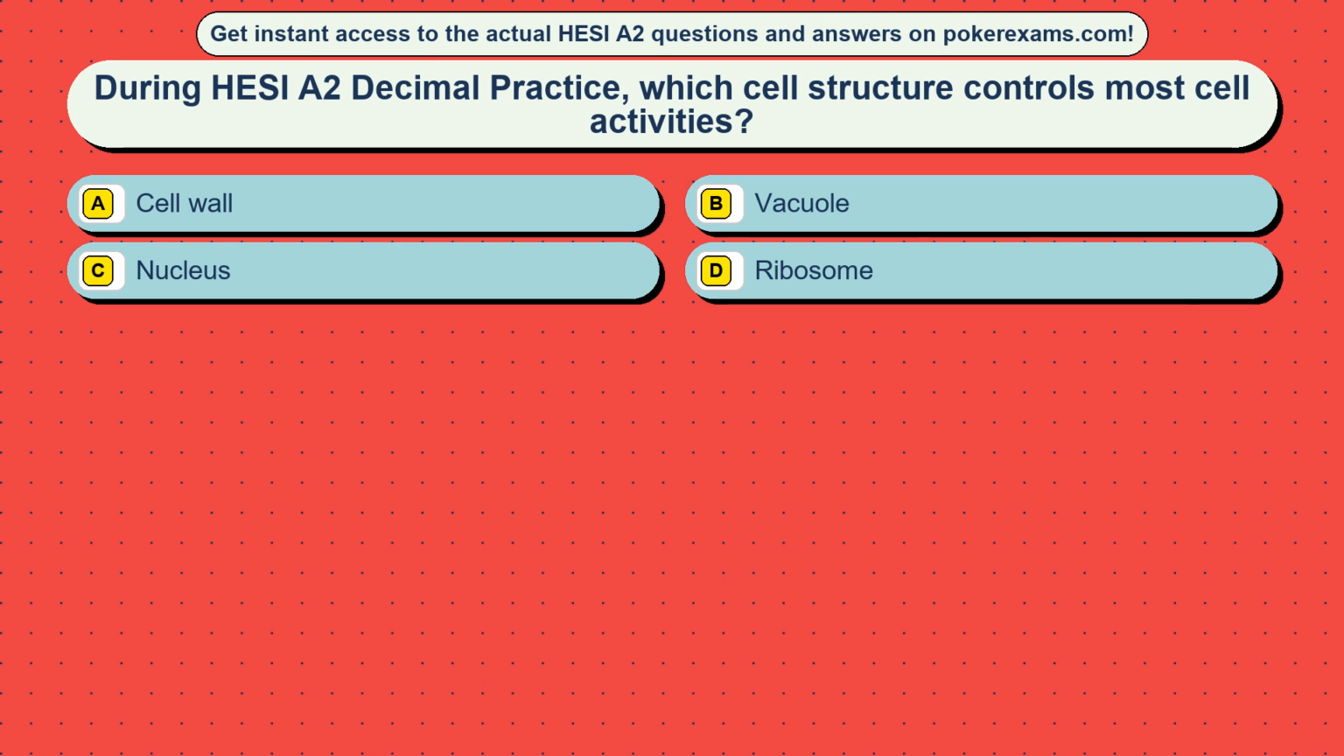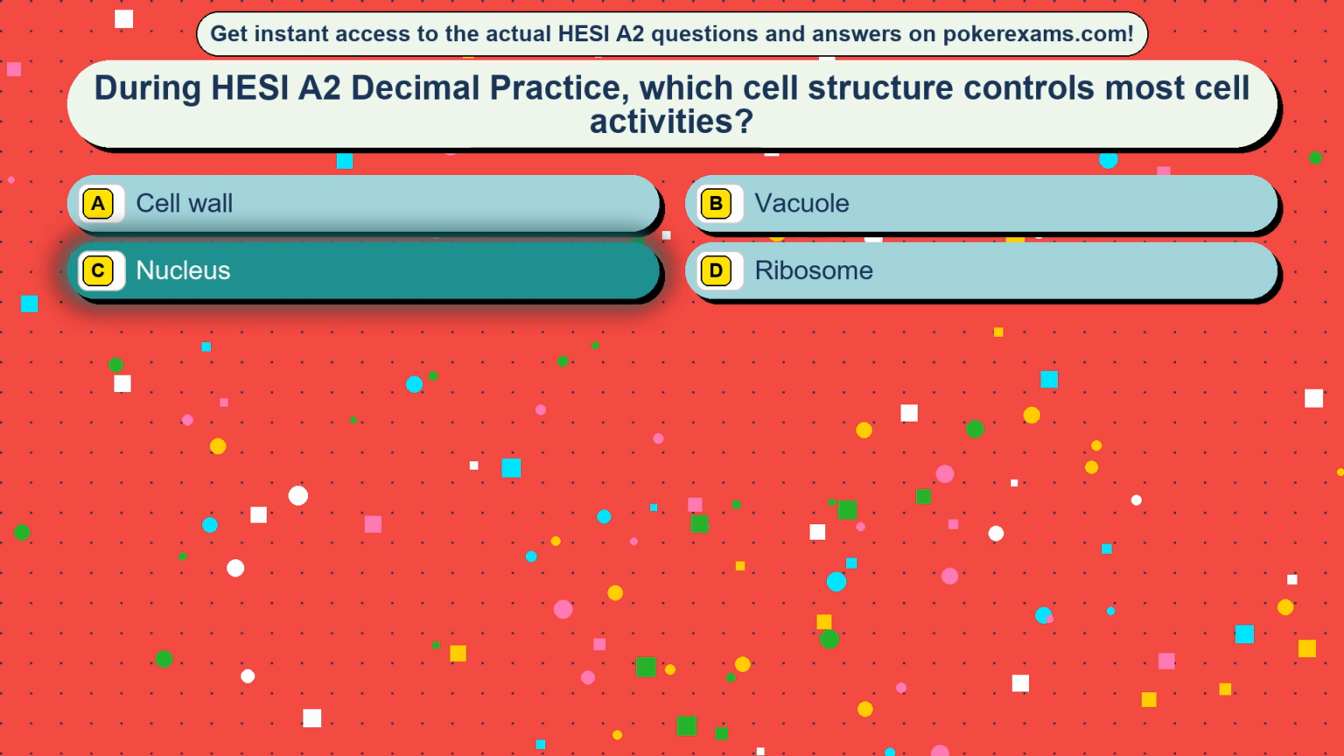Question 11. During HESI A2 decimal practice, which cell structure controls most cell activities? Option A, cell wall. Option B, vacuole. Option C, nucleus. Option D, ribosome. The correct answer is option C, nucleus.